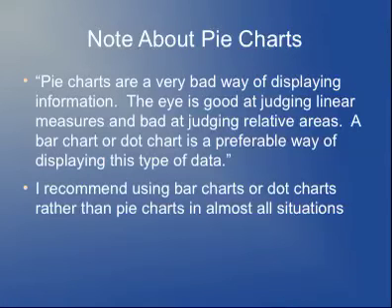The eye is not very good at judging the relative size of these pie slices, so they often tend to obscure more than they illustrate. In some situations, if you want to demonstrate that one category is much larger than the other and make it look cool on your poster, maybe that's a place where you would want to use a pie chart. But my personal opinion is that bar charts or dot charts are more informative in pretty much all cases, and like I say, tables are generally even better.